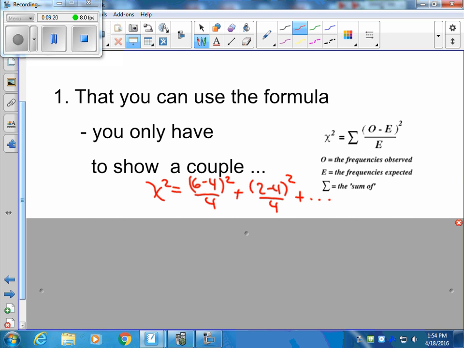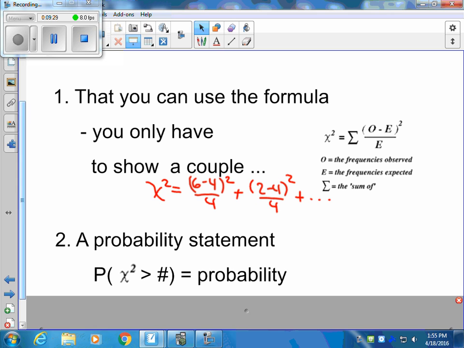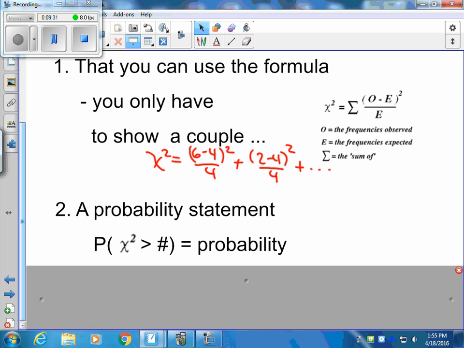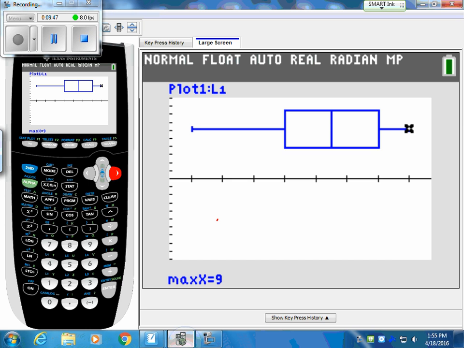The calculator can actually find the chi-square value for you. You just have to show that you can use and input values into the formula. And then you also have to show a probability statement. Once again, the calculator is going to give you the probability, so you're going to fill in this number, okay, but you do have to write the probability statement and show what the value equals. Okay, now, like I said, the calculator will do everything for you. You just have to know where to go.